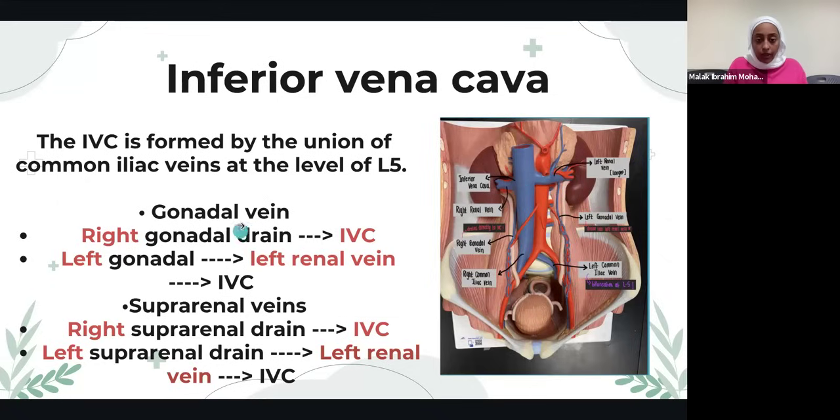Okay, now we finished the gonadal veins. Now the suprarenal veins. They have the same rule. The right suprarenal, it's not shown here, but it is going to drain into the inferior vena cava, and the left suprarenal will drain like this. The left suprarenal will drain into the left renal vein and then drain into the inferior vena cava. So the two exceptions are the left suprarenal vein and the left gonadal vein. They will not directly drain into the inferior vena cava. They will drain into the renal vein, and then drain into the inferior vena cava.